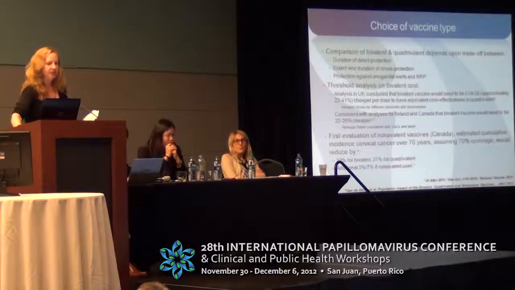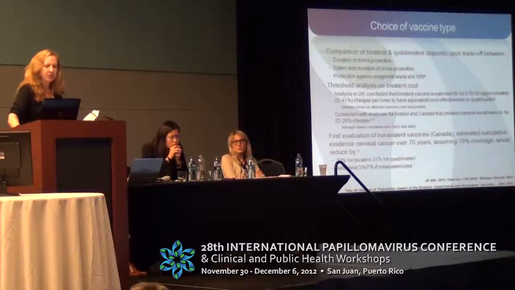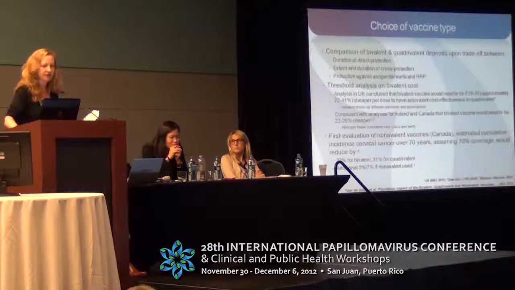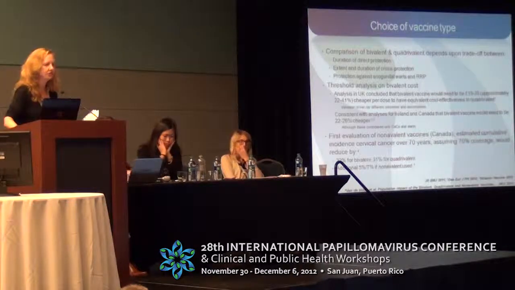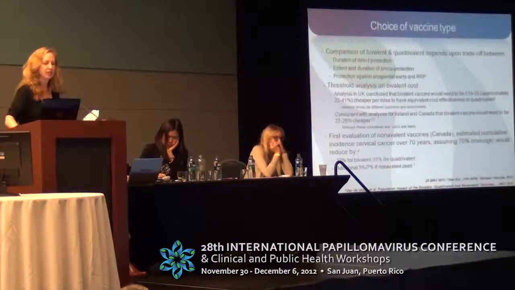Now, I'll just cover briefly the emerging area of evaluation of choice of vaccine type. A number of comparisons of bivalent and quadrivalent vaccines have been made, and ultimately this depends on a number of trade-offs, including the duration of direct protection associated with vaccine-included types for each vaccine, the extent and duration of cross-protection, and the inclusion in the quadrivalent vaccine of protection against anogenital warts and RRP. So various threshold analyses have been done on the cost that the bivalent vaccine would have to be to be of equivalent cost effectiveness to the quadrivalent vaccine.